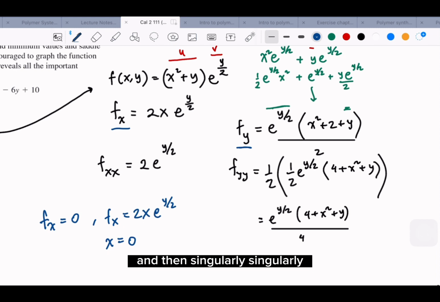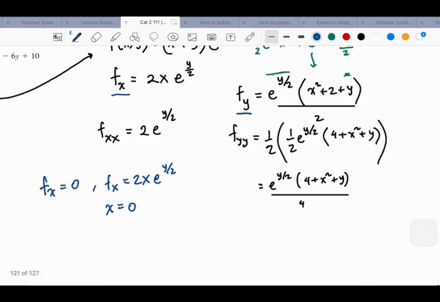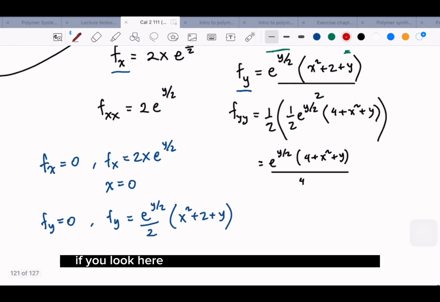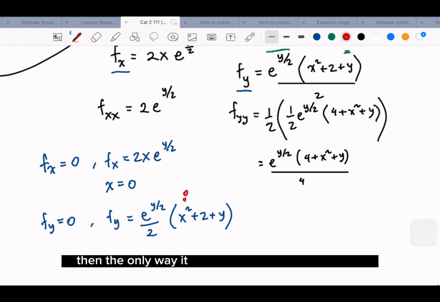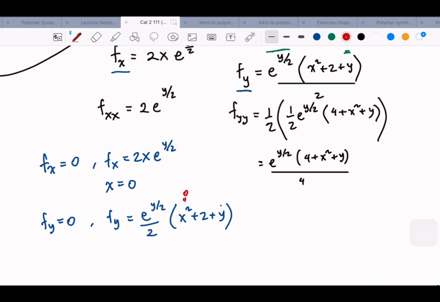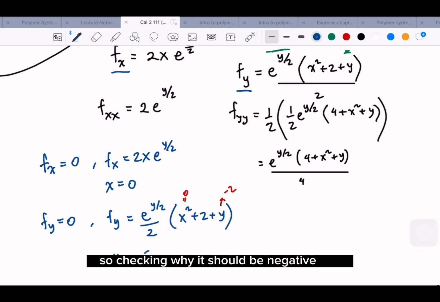And then similarly, for partial y make it 0, this is when if you look here, if x is 0, as we mentioned before, so if this is 0, then the only way it could be collapsed into 0 is y need to be -2, right? So checking y, it should be -2.